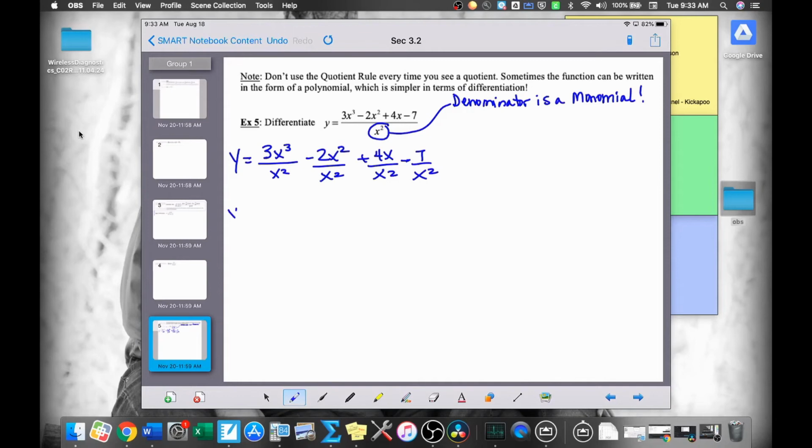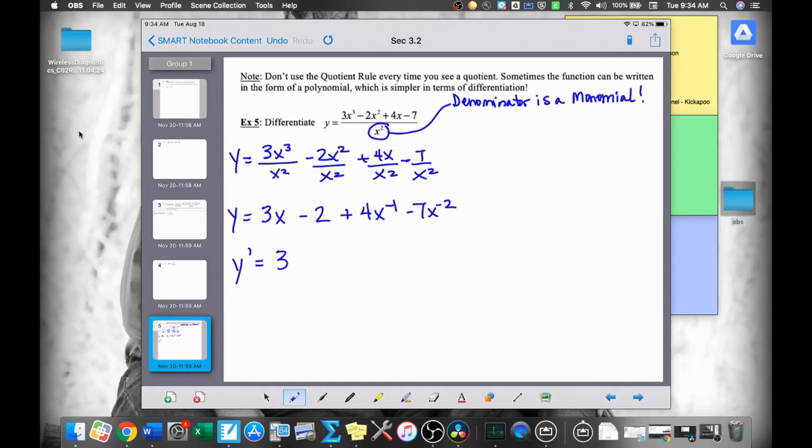So what I really have for y is going to be equal to 3x minus 2 plus 4x to the negative 1 minus 7x to the negative 2. And notice that I'm writing my last two terms with negative exponents in the numerator because when I differentiate, I'm going to use my power rule, so I want to see those as exponents upstairs. So now my y prime is going to be equal to the derivative of each term using the power rule.